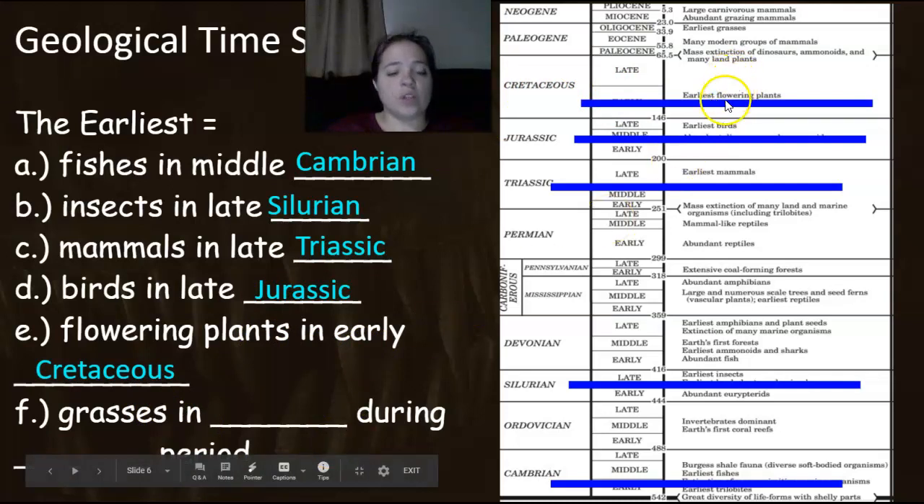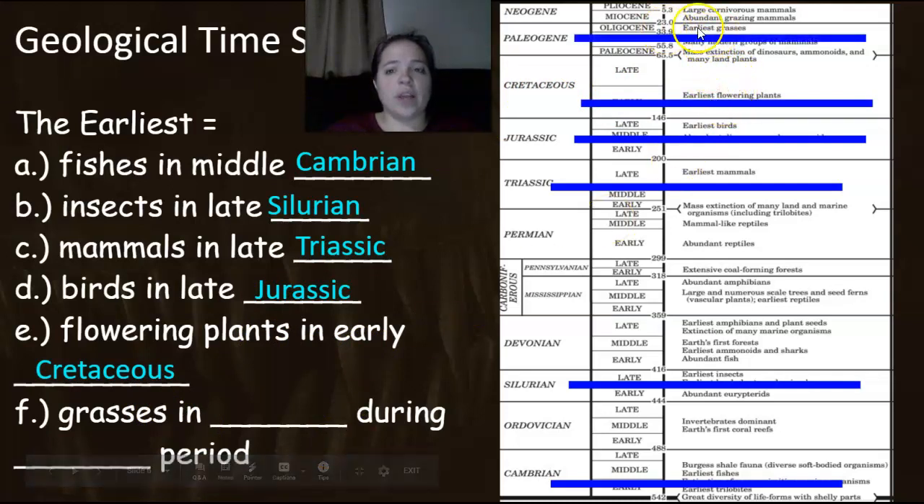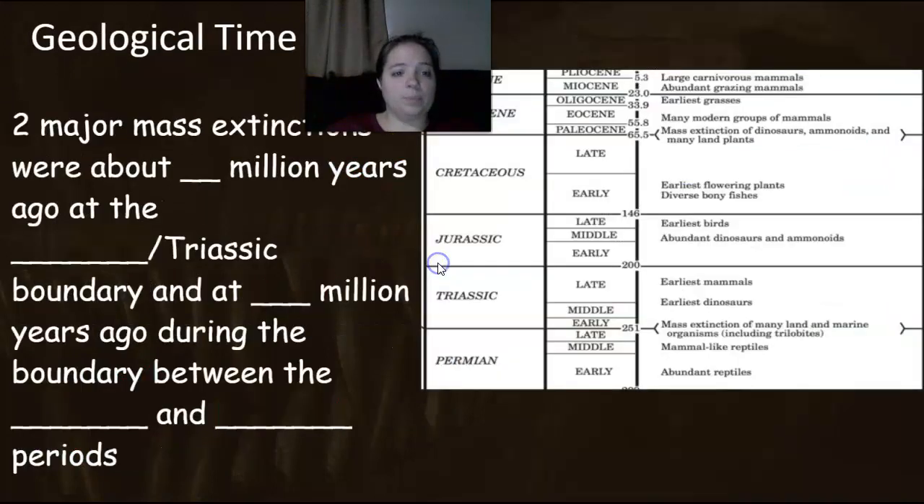Grasses, let's look for the earliest grasses. Look up here, earliest grasses are in the Oligocene, which is in the Paleogene period. You'll notice that mostly all of the epochs are early, late, middle, except for up top where you've got the Pliocene, Miocene, Oligocene, Paleocene, and the one that I'm covering up.